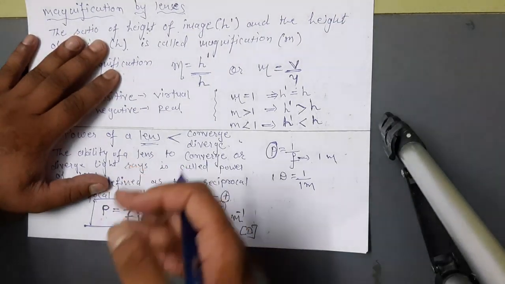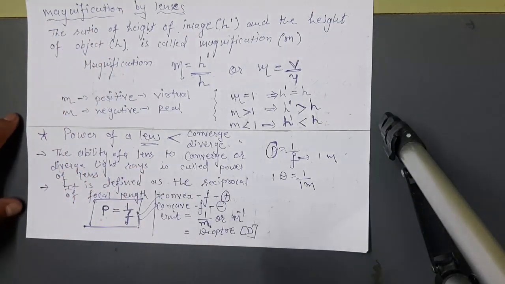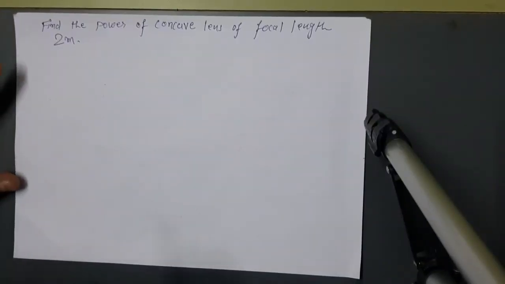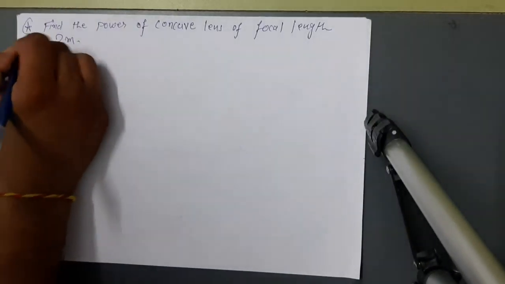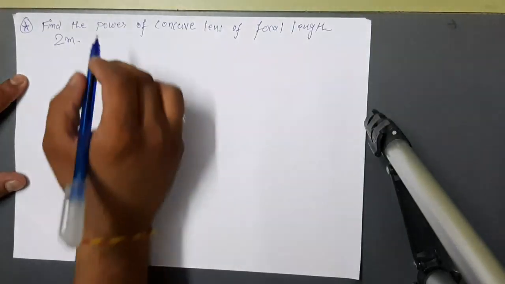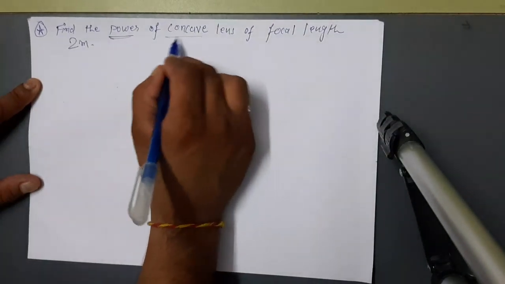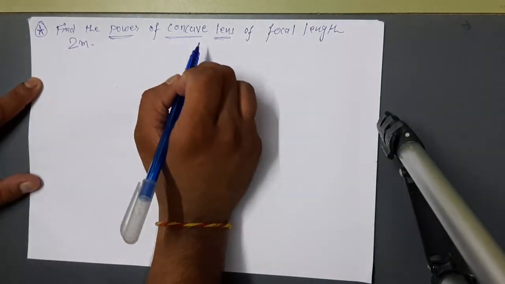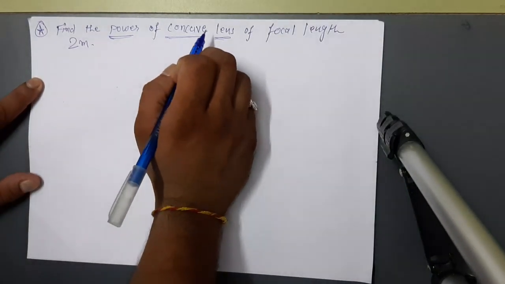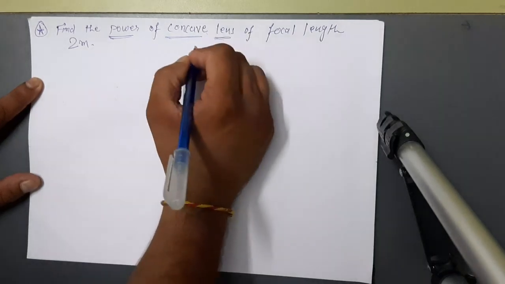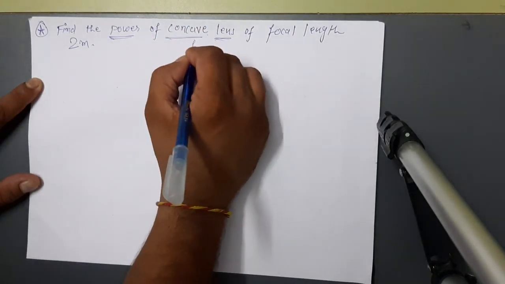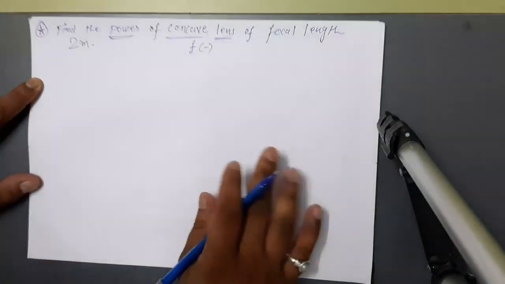Let us understand some easy sums, conceptual sums related to power of lens. Here we are having one question. We have to find out the power of a concave lens. Keep in mind which type of lens is given. If it is a convex lens, our focal length will be positive. Here it is a concave lens, so our focal length will be negative.